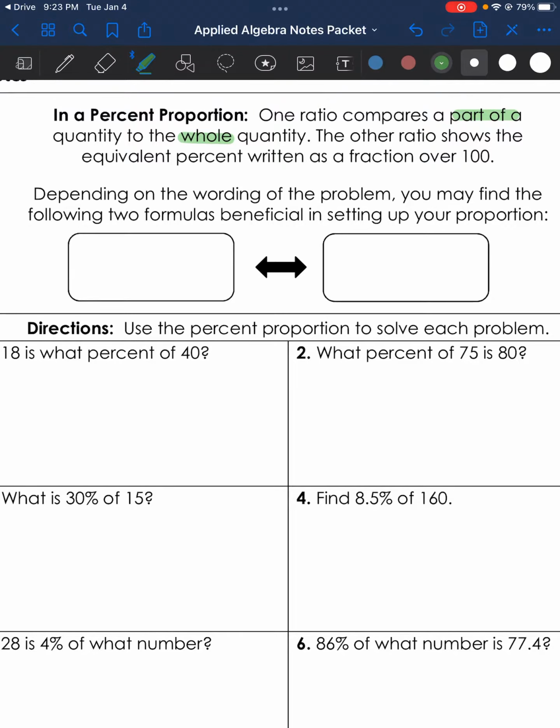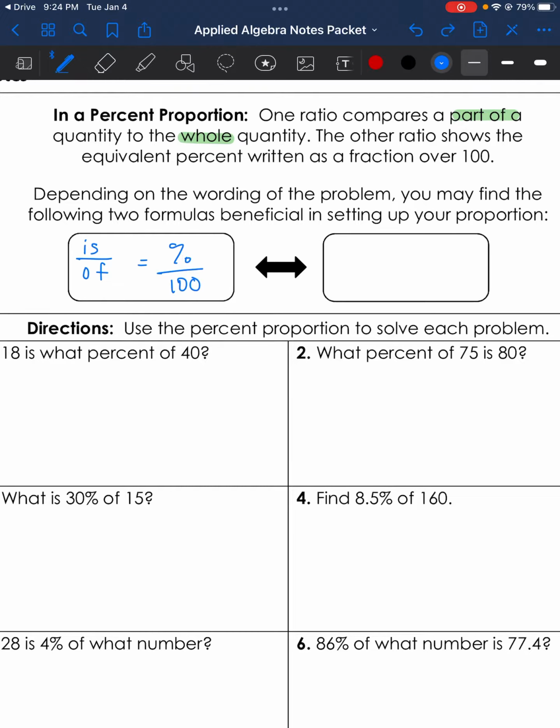The other ratio shows the equivalent percent written as a fraction over 100. So we're going to do two fractions that are equal to each other, just like we always do for proportions. One's going to represent the part over the whole, and the other is going to represent the percent over 100. So this is going to say "is" over "of." Part goes on top and whole goes on bottom. And this is percent over 100. So whatever the percentage is, that goes on top. 100 is always going to be the denominator over here.